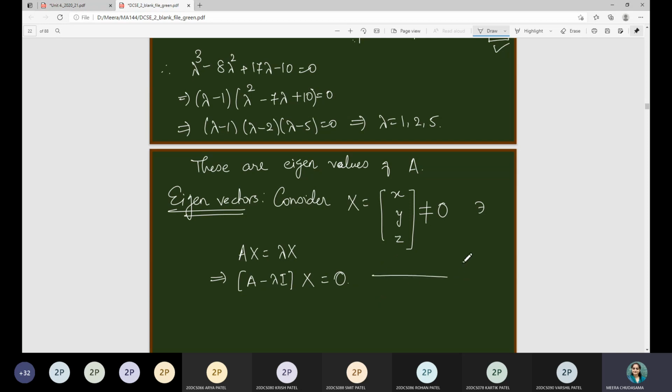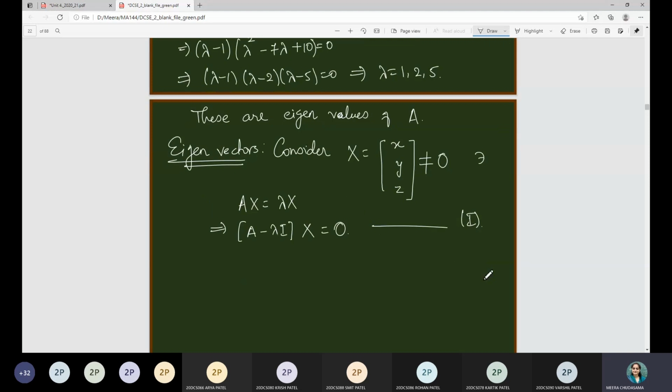Let me call this equation Roman 1, because every time in all three cases we are not going to write this expression. We will directly use it for lambda is equal to 1, 2 and 5. So we do not need to write this 3 times. We will directly follow equation Roman 1 in the 3 cases. Here I will write for lambda is equal to 1. I am taking the first case, lambda is equal to 1.